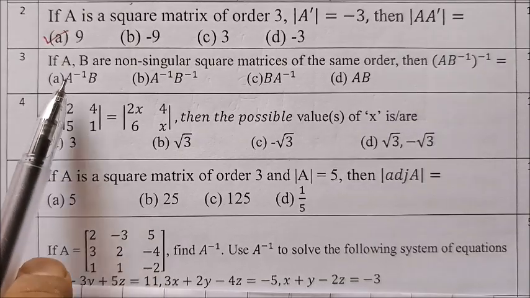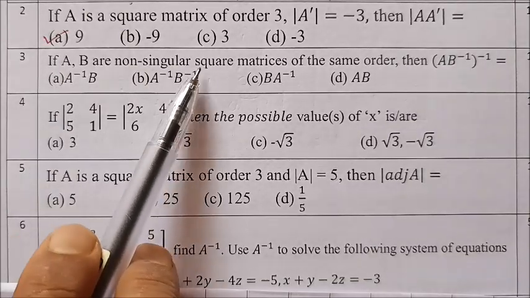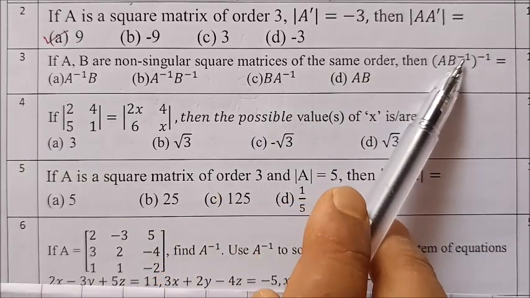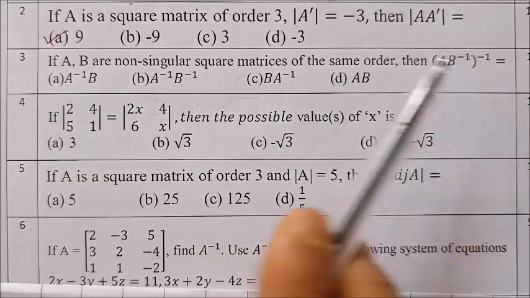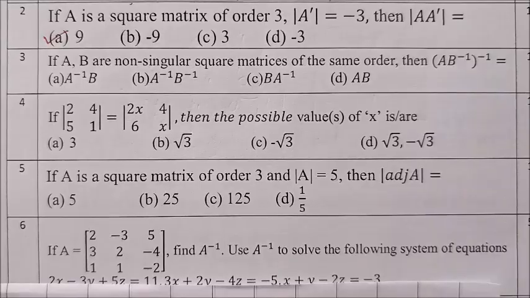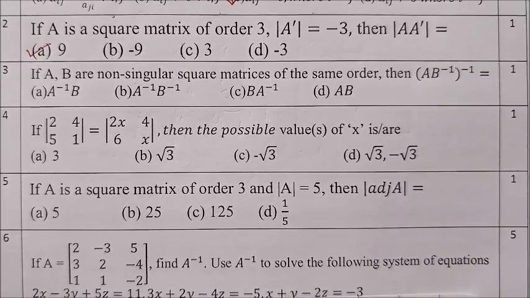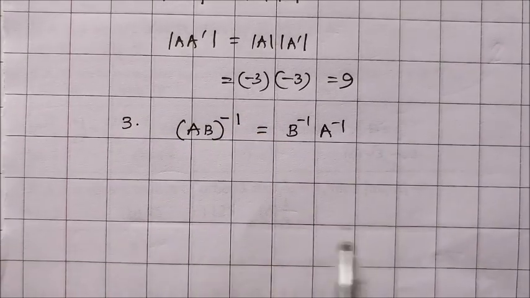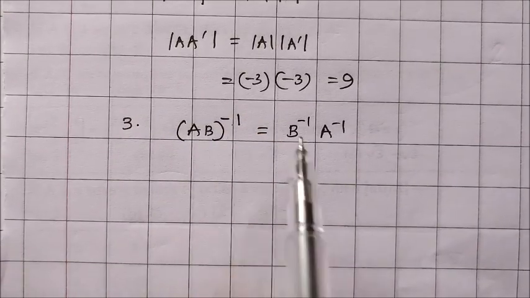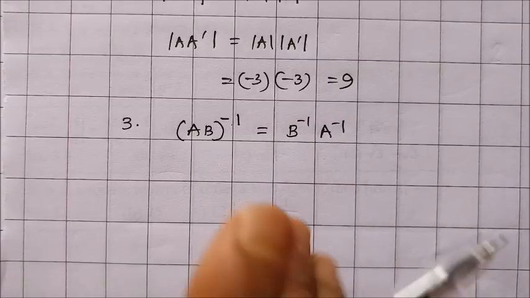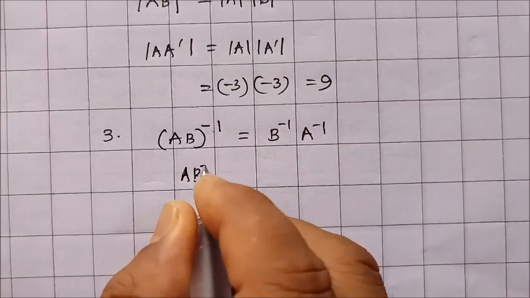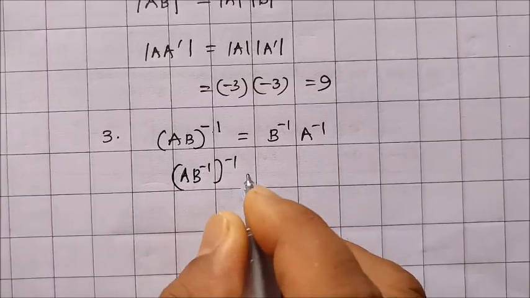Question number 3. In number 3, if A and B are non-singular square matrices of same order, then AB inverse whole inverse equal to how much? This is the question. Alright. So in question number 3 also, we have to use the property of inverse, which is this, A plus B whole inverse, not plus, sorry, AB whole inverse equal to B inverse A inverse. So in this case, what they have given? They have given AB inverse whole inverse.